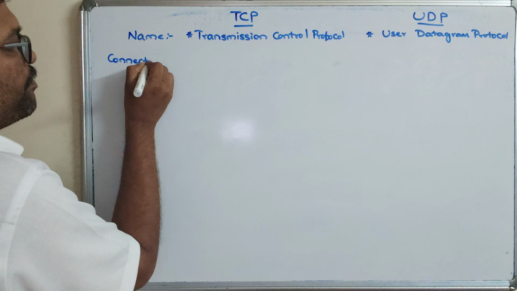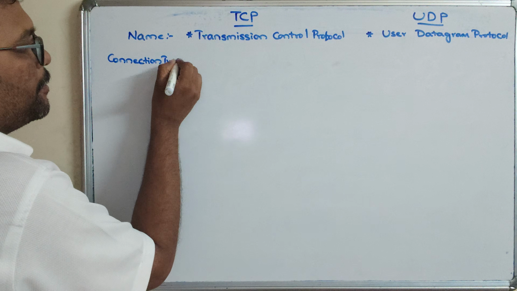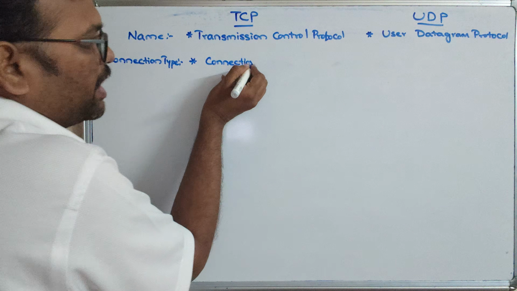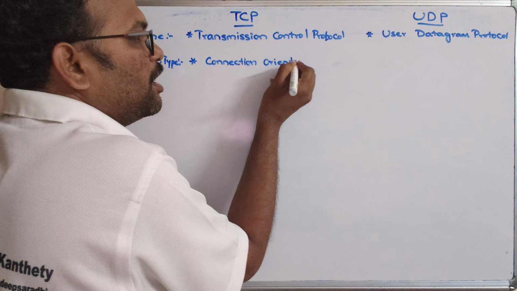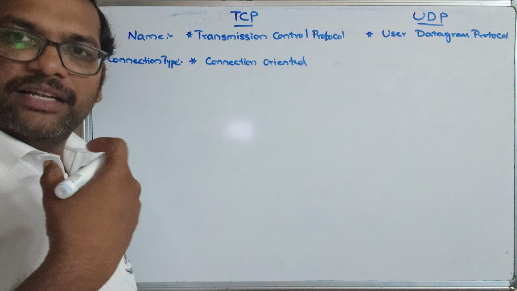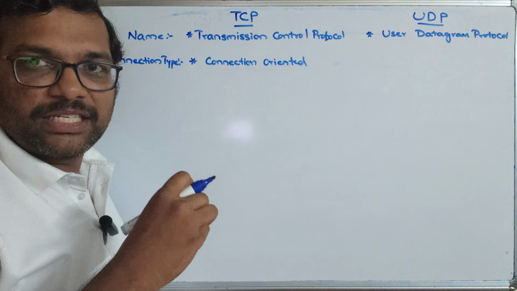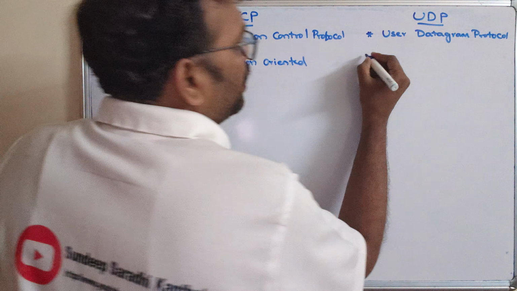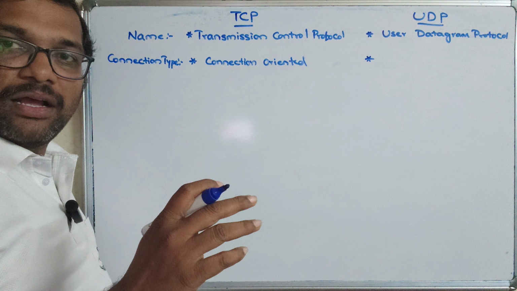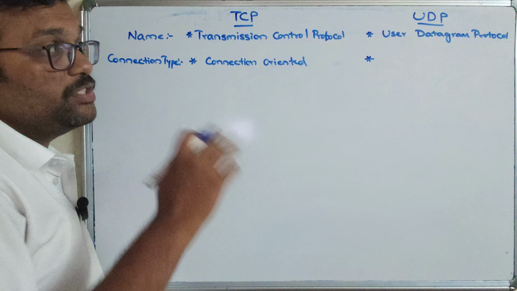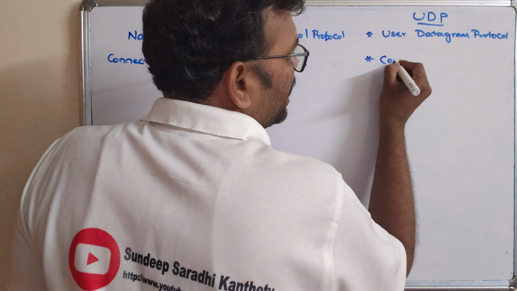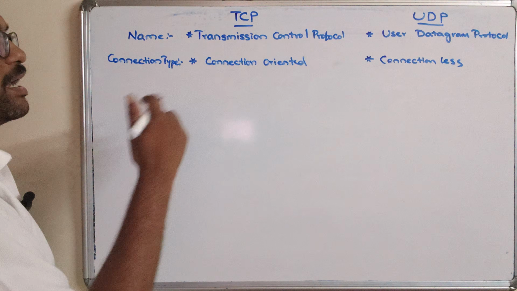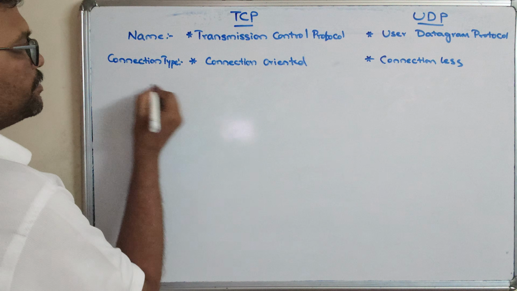And the next, connection type. So this is connection oriented. That means before starting the sending and receiving of data, the connection should be established, and immediately after data transfer, the connection should be released. But here there is no connection. There is no connection establishment and connection release, only directly send and receive. So this is connectionless networks: connection oriented and connectionless.